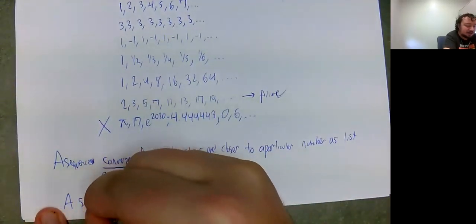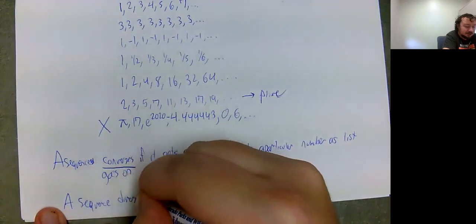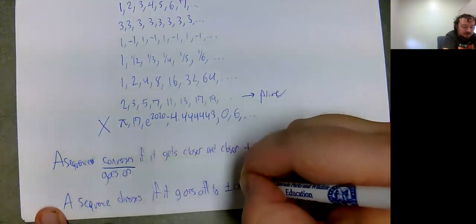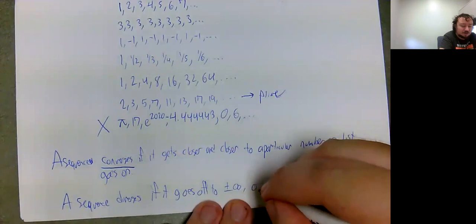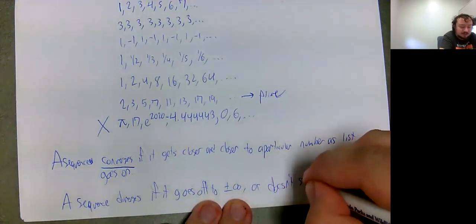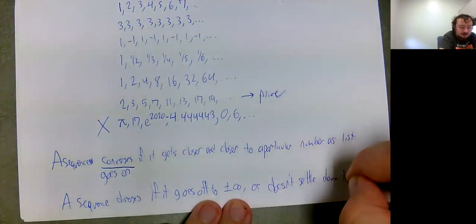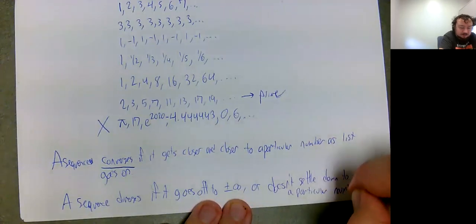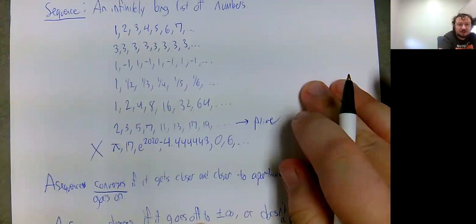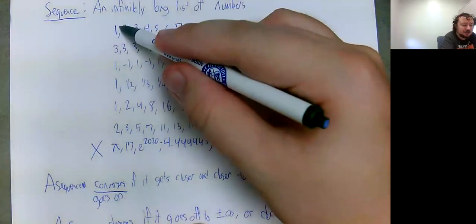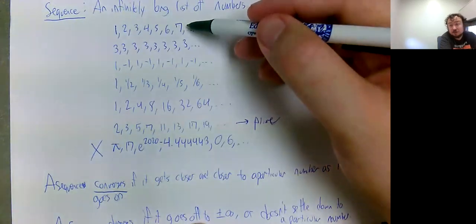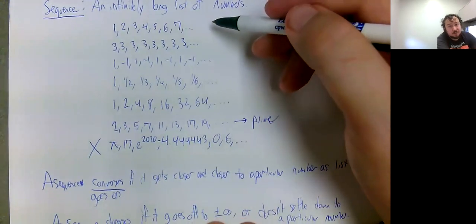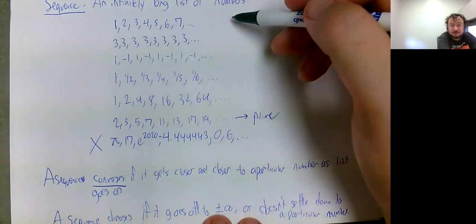And a sequence diverges if it goes off to plus or minus infinity or doesn't settle down to a particular number. Okay, so let's go back to this list up here and think about which of these ones might diverge. So this first one up here, even though it has a nice well-defined pattern, this one's certainly going to diverge because these numbers are just going to keep getting bigger and bigger and bigger. They're not going to stop and settle down near a particular number. So these ones would diverge by going off to infinity.